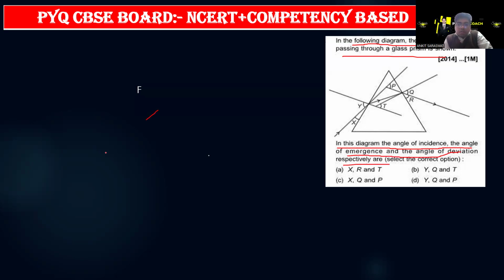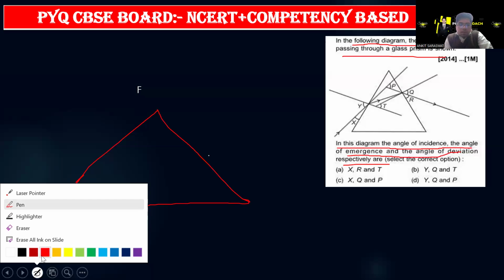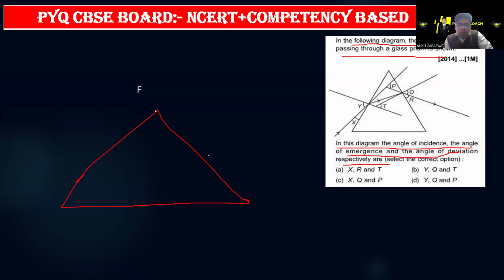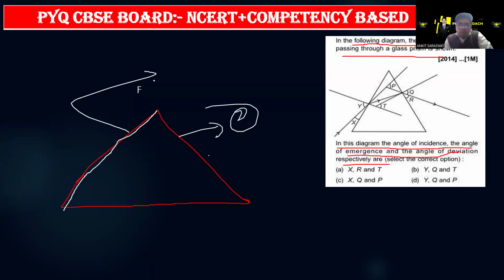Now, this is a prism. Let us understand the basics of prism. Now, this is one surface. This is the second surface, and that is the first surface.